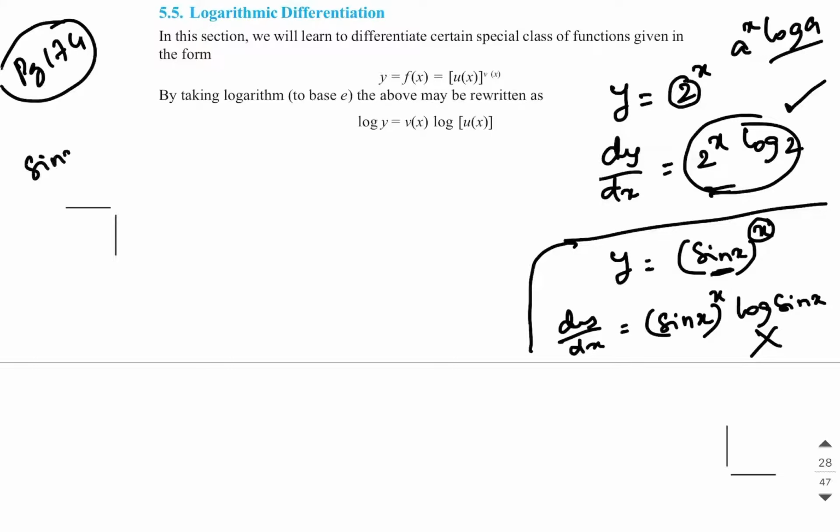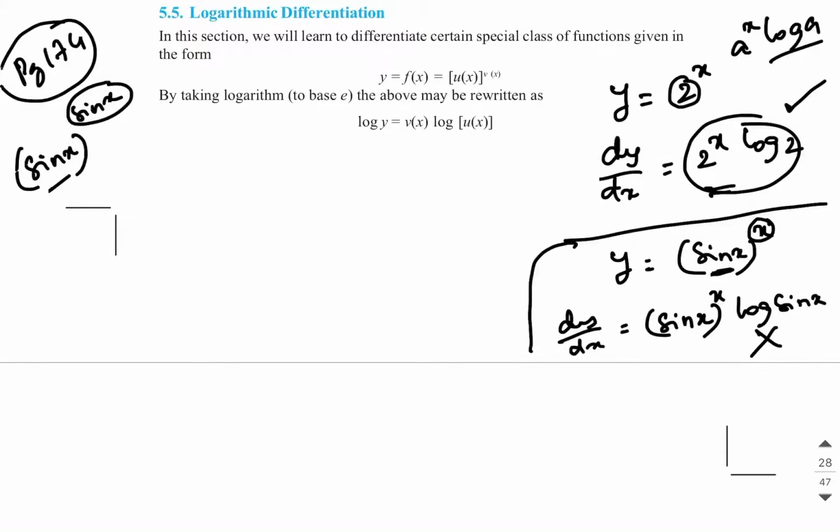Sometimes I can have a question like sin x raised to the power of sin x. So sin x itself is a function and this sin x is another function. So one function is raised to the power of another function. Then what we are supposed to do is take log on both the sides and then proceed.